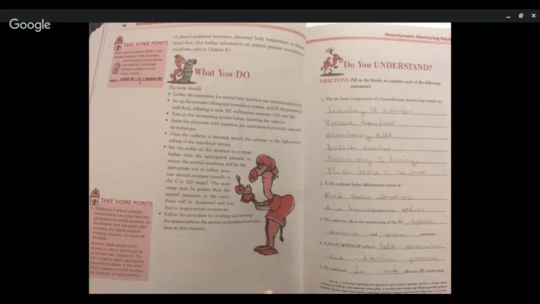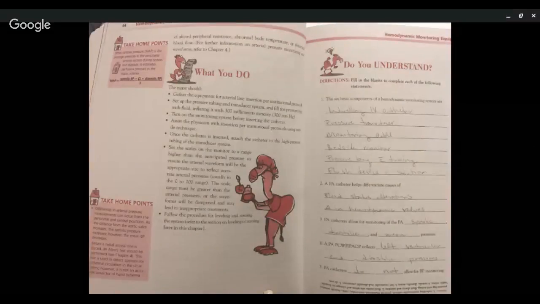The 6 basic components of a hemodynamic monitoring system: we have the indwelling IV catheter, the pressure transducer, the monitoring cable, bedside monitor, the pressure bag with the tubing, the flush device, and the solution. So that's a good question too.